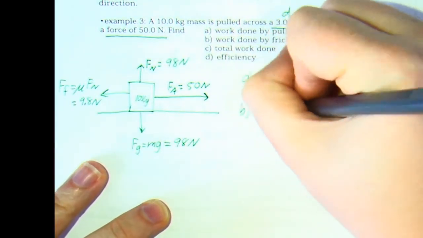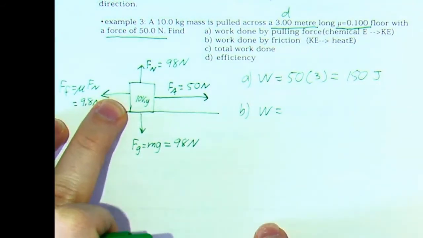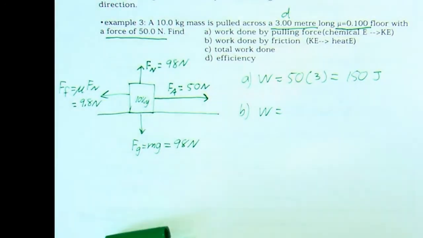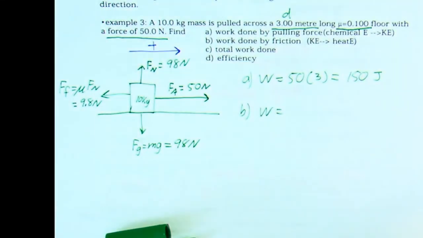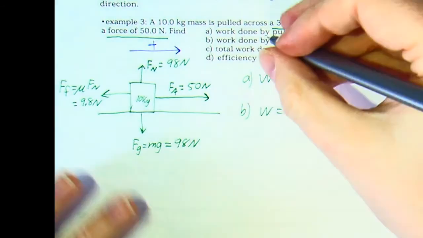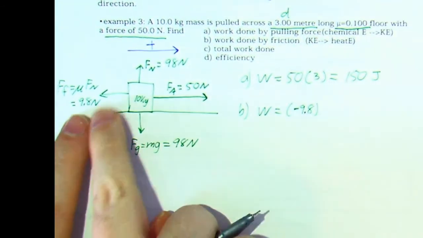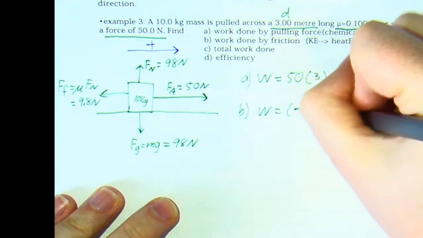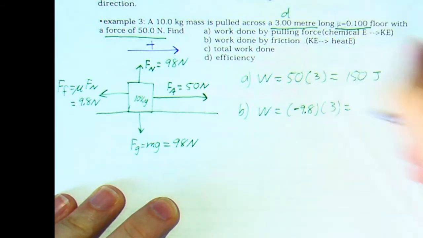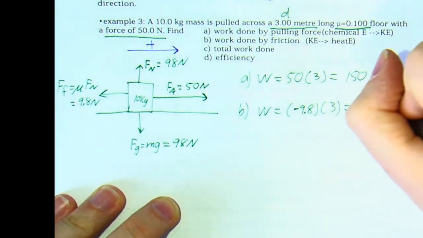My work is equal to my force times my distance. Now the force is acting to the left. The motion is to the right, so I'm going to call that direction positive. So my force here is negative 9.8 because it's acting opposite the direction that my object's moving in. And it's going over 3 meters. So the work done by friction is going to be negative 29.4 joules.